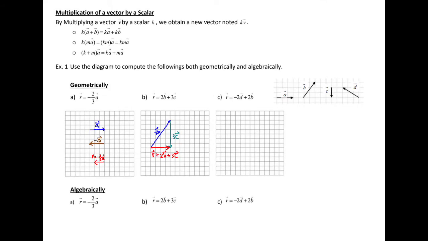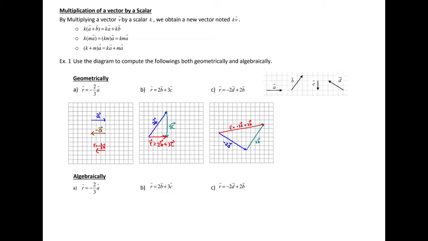Part C, we want to find the resultant vector of negative 2d plus 2b. So we know positive d is pointing this direction. That means we have to switch the tip and the tail to get negative d. However, it's 2 times longer, so we're going to have negative 2d pointing this way. And at the tip of the negative 2d, we're going to add 2 times vector b. So 1 time, 2 times. And from the very beginning tail to the very ending head, that's our resultant r.